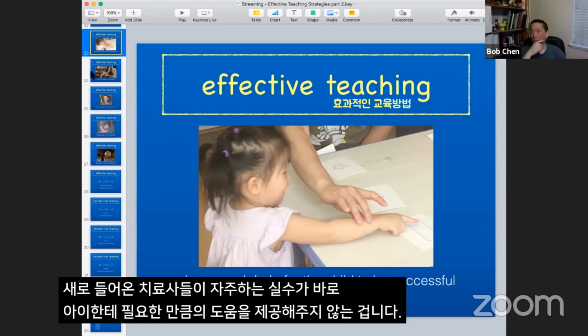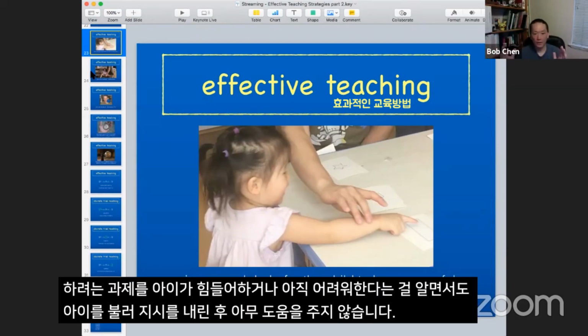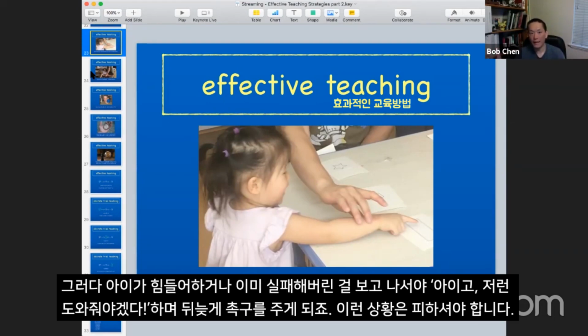One of the biggest mistakes that new therapists make is not giving the child enough help for them to be successful. So they'll go into a sitting, they'll call the child over, okay? They know the child struggled with this thing, or they know that, oh, the child still hasn't learned it. And yet they'll just give them the instruction and not give them any help. And then they'll react like, oh no, and then they go in with help after the child has started to struggle or already has failed, okay?